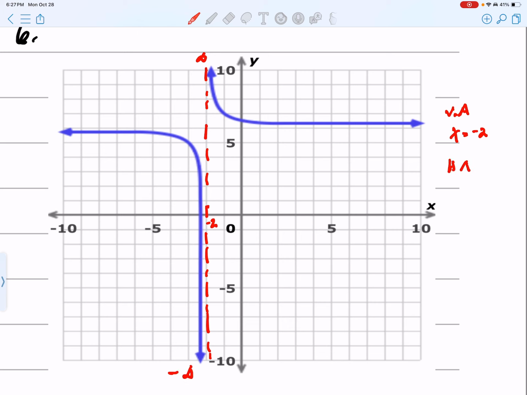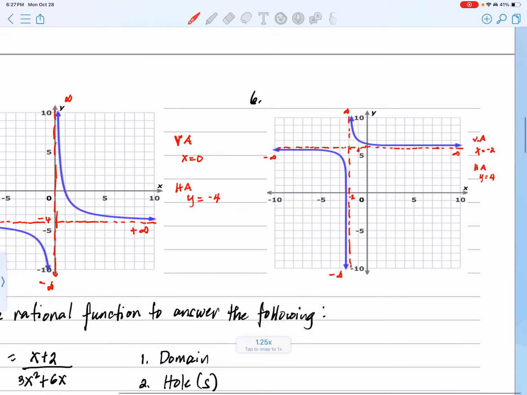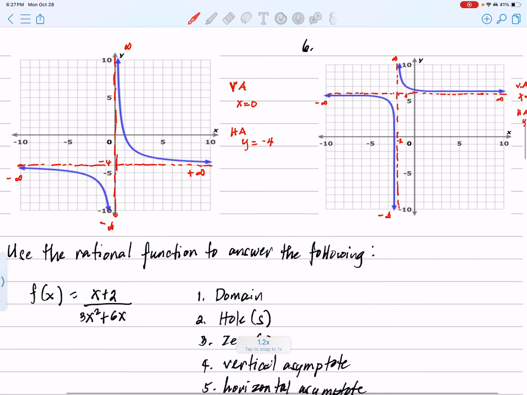Horizontal asymptote. Okay, I found one that touches the curve but never intersects the curve. Just touches the curve as it goes to positive or negative infinity. So the horizontal asymptote is when y is equal to 4. That's it. Just look at the graph and you know where your horizontal and vertical asymptote is located.